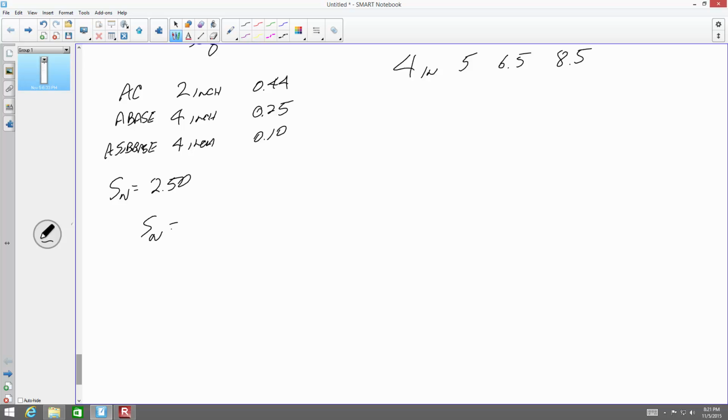So the structural number is the thickness of each one of these times its coefficient, plus the 4 times 0.25 plus, well, what it's got there would be 4 times 0.1. So what they're telling us is the structural number needs to be 2.5, so we're going to rearrange this.